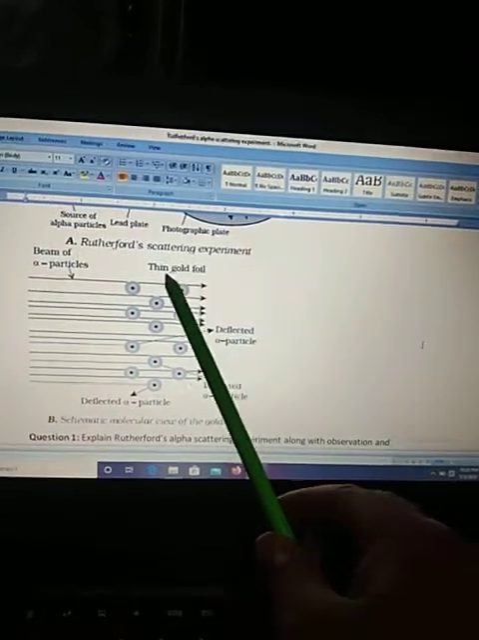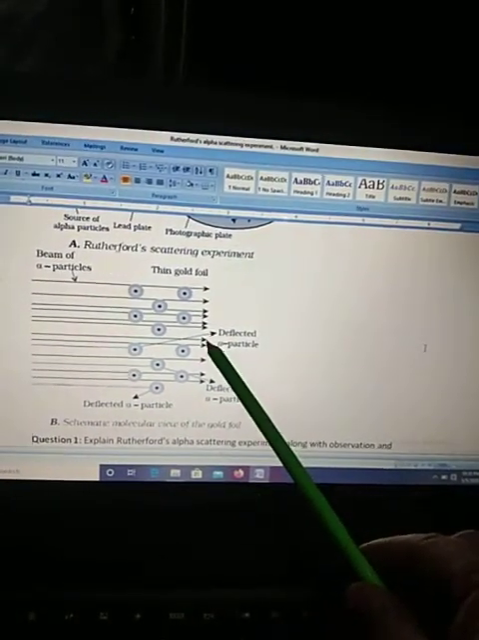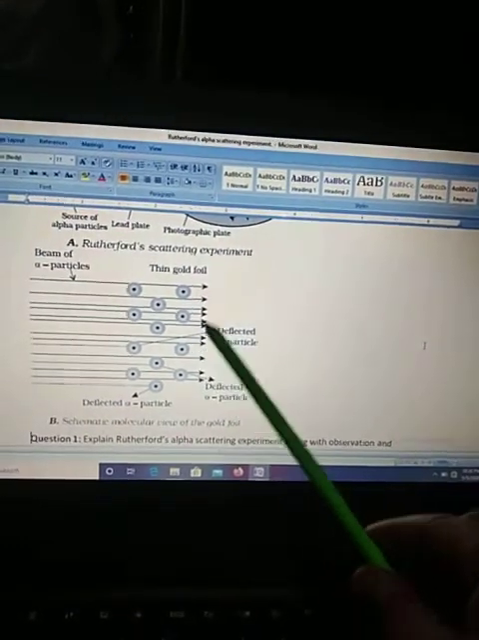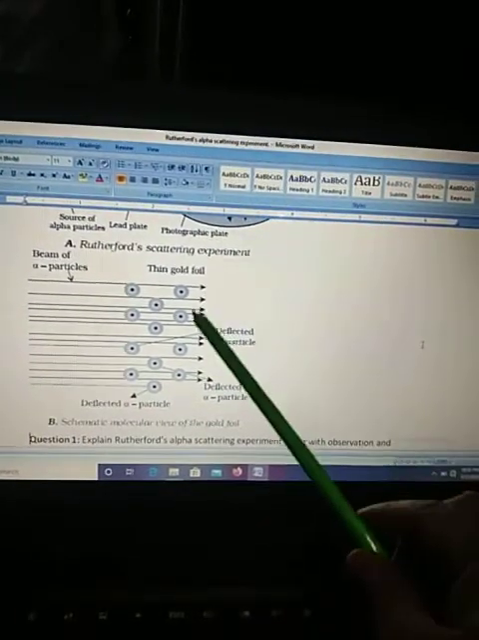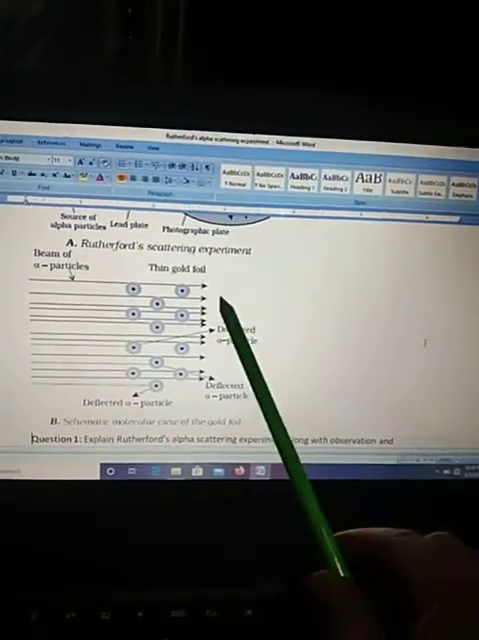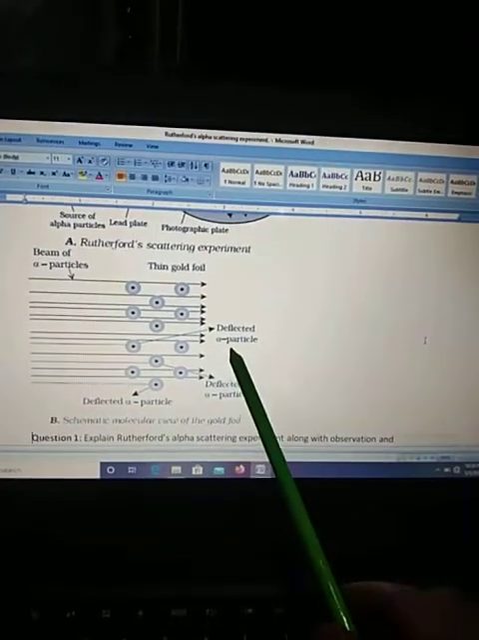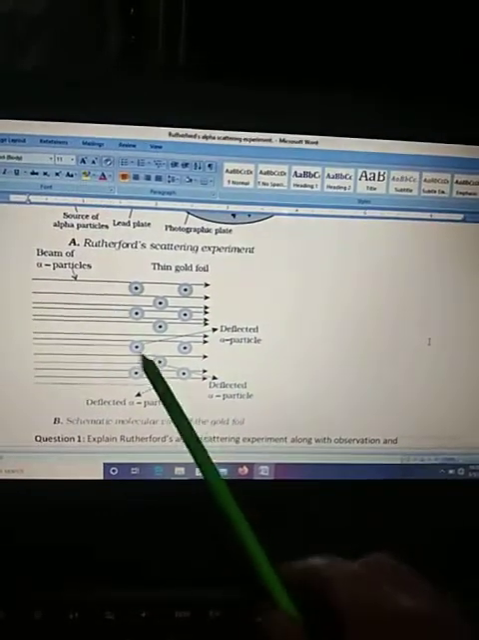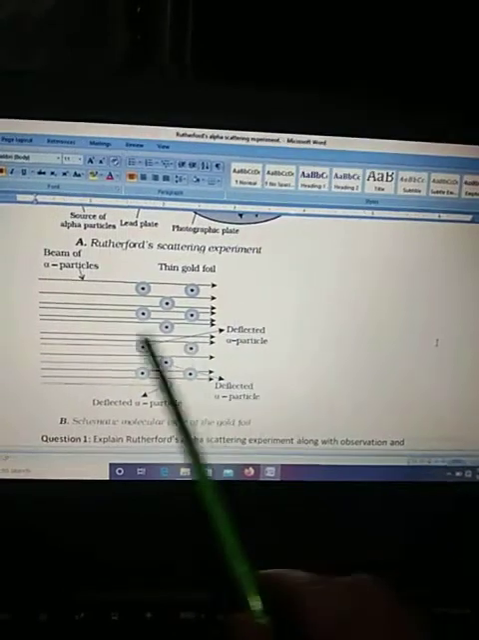Okay, now on the basis of this deflection as well as the undeflected alpha particles, he made some conclusions about the atom. Since most of the alpha particles continued on the straight path, he came to the conclusion that most of the space in an atom is empty. That's why the alpha particles continue on the straight path.